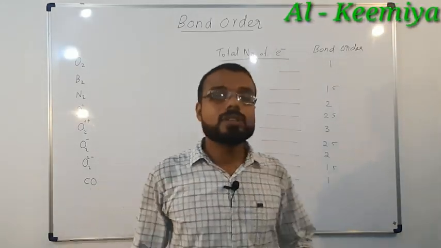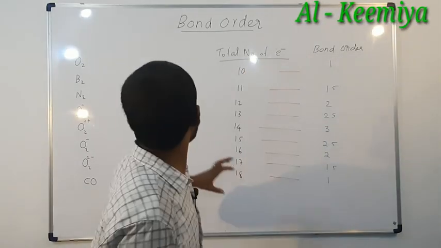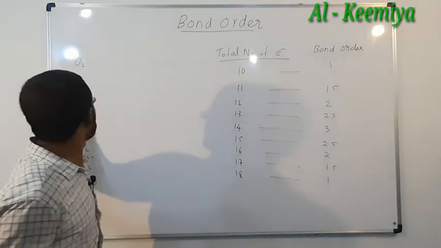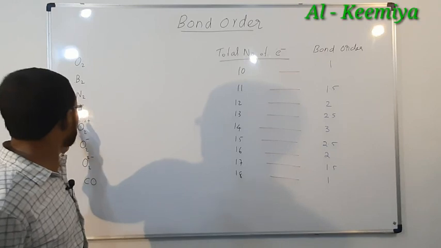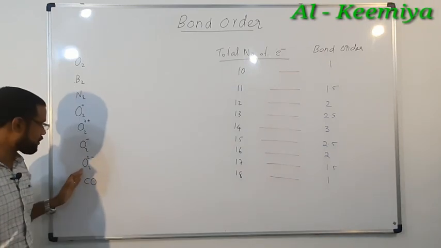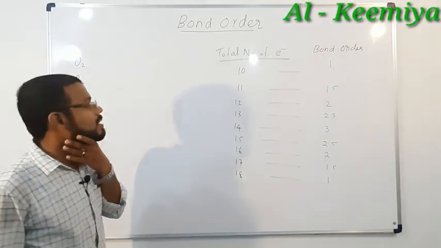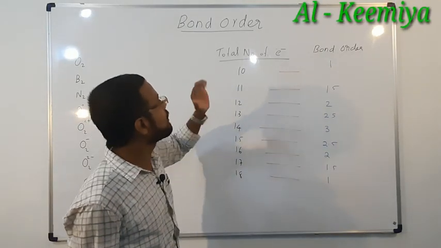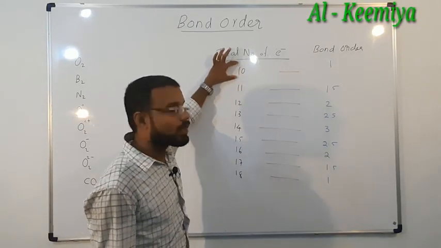Now we are going to discuss the bond order of some diatomic molecules like O2, B2, N2, O2 plus, O2 2 plus, O2 minus, O2 2 minus, CO. For this type of molecule, we have a trick. In this trick, we are counting the total number of electrons.